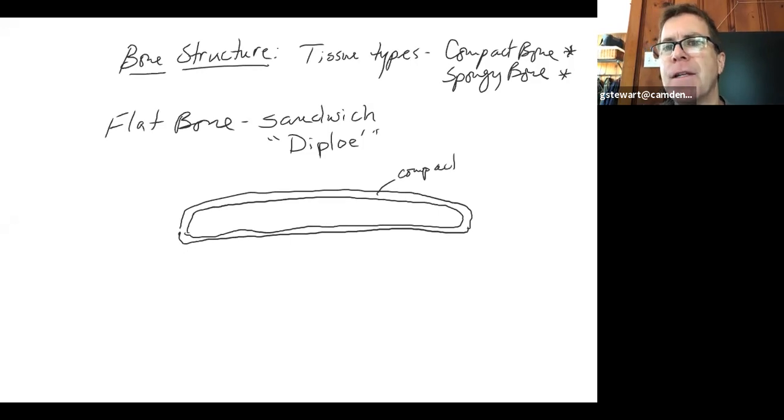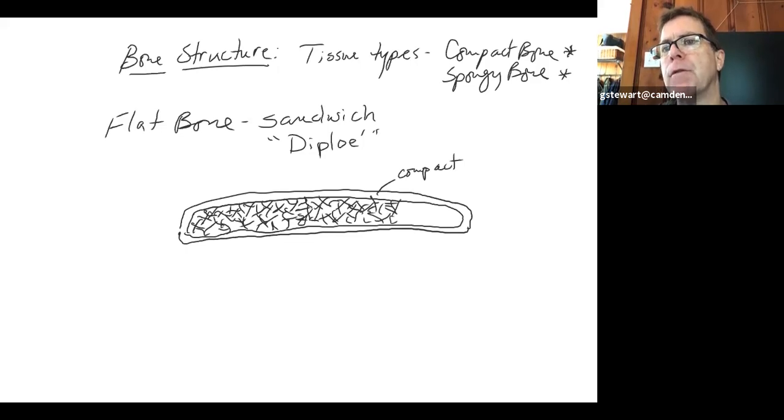And then in the center, so in your pelvis, for example, in your ilium, it looks like this. Inside then is spongy bone, which are these little tiny bone trabeculae, struts or needles. We also find this arrangement in other flat bones, such as the scapula, the sternum, and the cranial plates in the head and the skull.